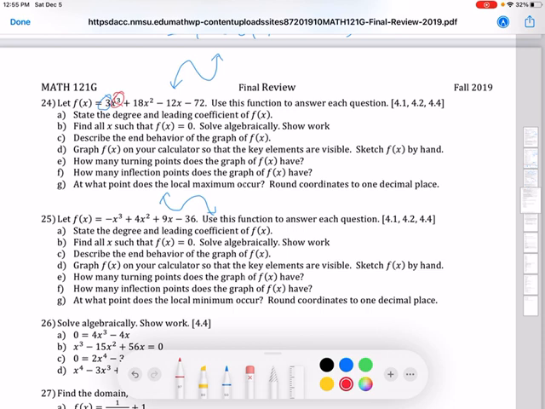Find all x's such that f of x equals 0. So for problem B, we have to do a little bit of algebra. I'll take you through some of the steps. You set it equal to 0. In order for you to solve, you have to factor by grouping. They both have a 3x squared in common. The second one, they both have a negative 12 in common.